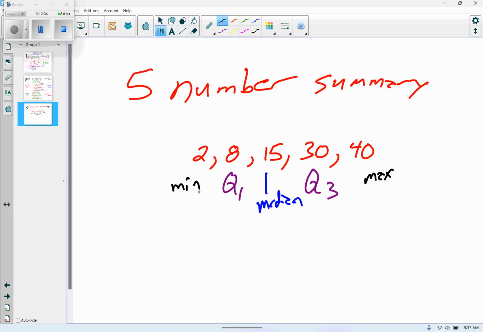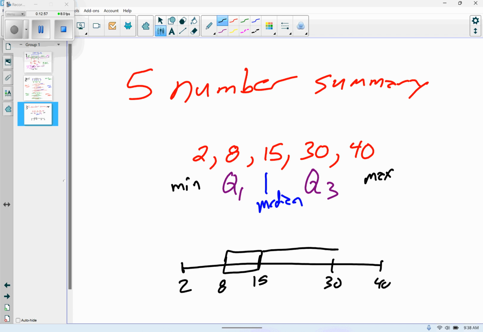There's a test that we will do to figure out if it is truly an outlier or not, but we're not quite there yet. But if they ask you to draw something like this, I always kind of like to start saying, okay, I'm going from 2 to 40. I'd say 30 is about there. 15 is probably down here. 8's probably here. That's my box and whiskers to it.